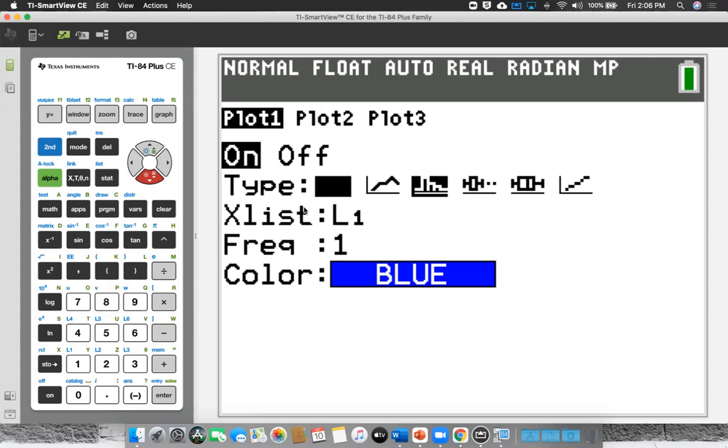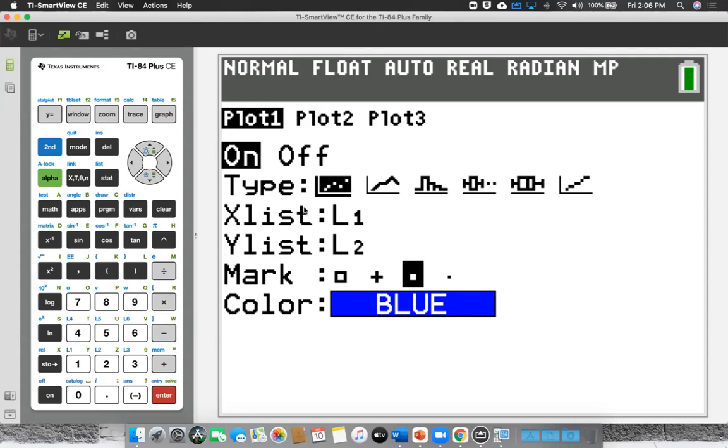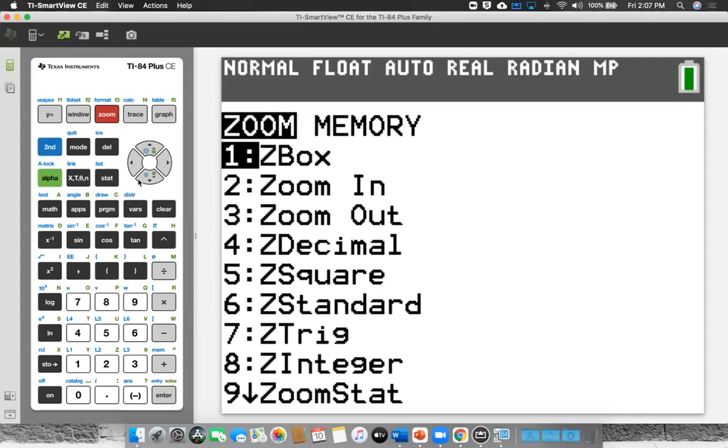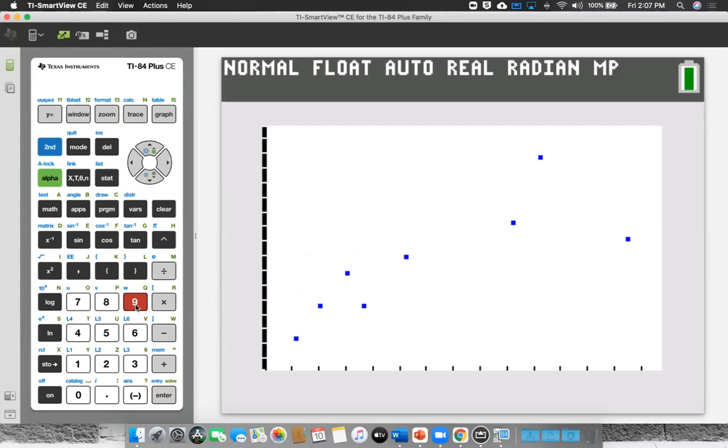Okay, so we're gonna hit enter. And when we do that, it gives us a couple extra options. It says, where's your X list? X list is explanatory. Y list is response. That's L1 and L2, good. And then it says your dot. Do you want your dot to be dots, like rectangles, pluses, or smaller dots? It doesn't matter. Up to you what you want. Okay, so pick one. And then when we want to see our graph, we go to zoom and then stat number 9. And there's our graph.